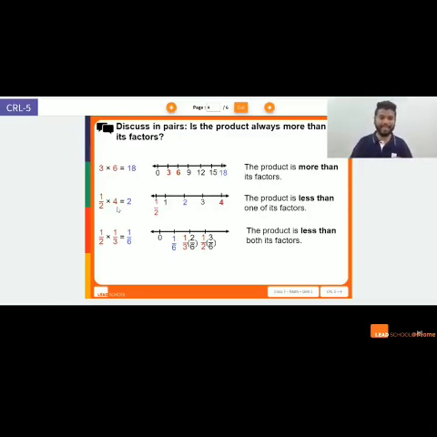However, in my second case, I know in a number line, if this is my 0 and this is my 1, my half is bound to be somewhere in the middle. Correct? So when I multiply 1 by 2 into 4, which is here in the number line, my answer is suddenly here. It falls in between. So the product is less than one of its factors. So 2 is lesser than 4, but 2 is greater than 1 by 2.